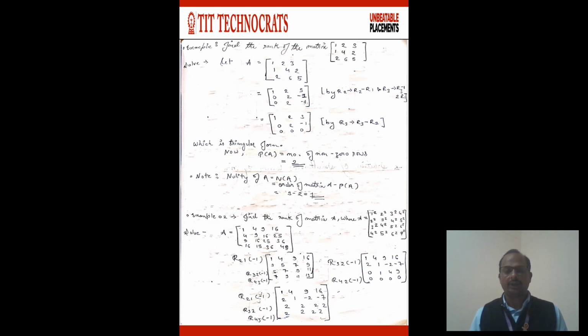To find the rank of the matrix, we have to count the total non-zero rows. Here we have a total of 2 non-zero rows, so the rank of the matrix is 2. Another topic is nullity. How do we find the nullity? If we have a square matrix, then the nullity is the order of the matrix minus the rank. Here the order of the matrix is 3 and the rank is 2, so 3 minus 2 equals 1. That is the nullity of the matrix.